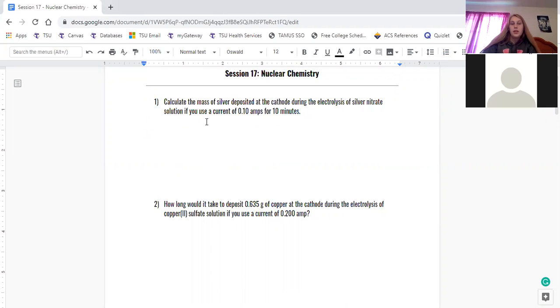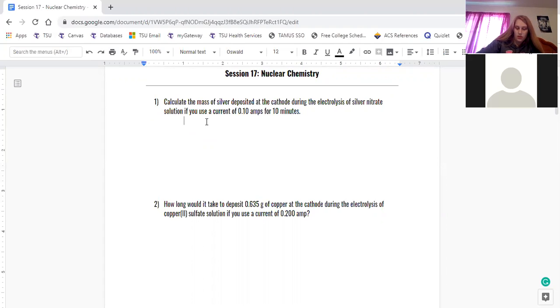So first we're going to calculate the mass of silver deposited at the cathode during the electrolysis of silver nitrate solution if the current is 0.10 amps for 10 minutes. This is actually, I think, mainly from our last section, but we're going to go ahead and do that today. First off, questions.